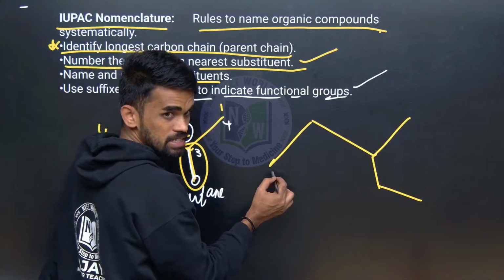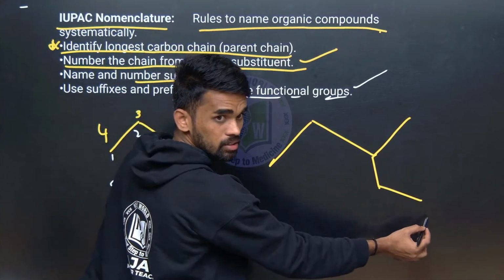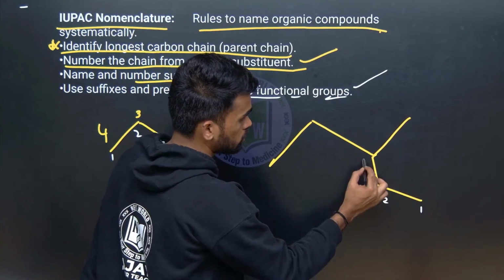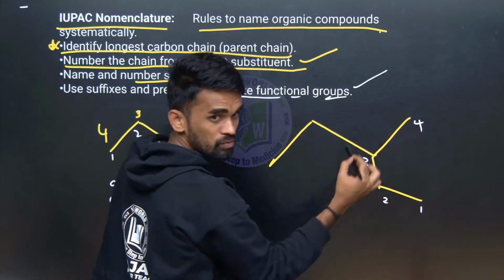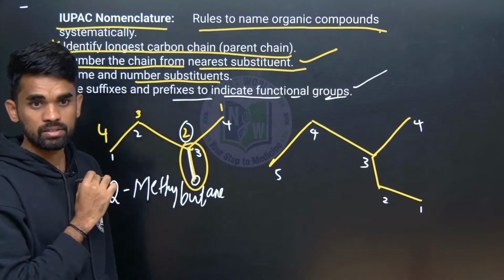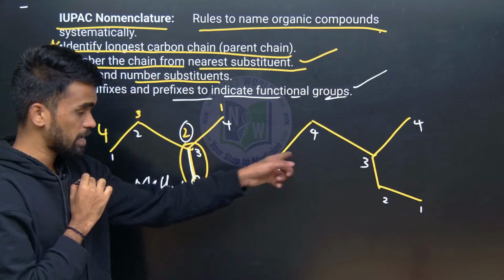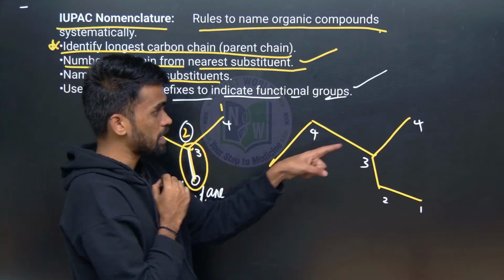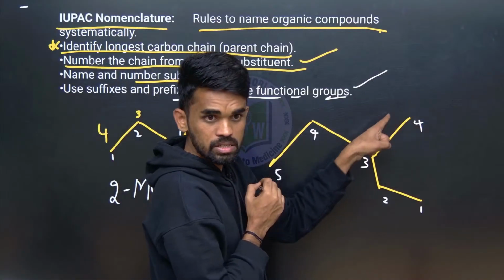From here if I consider, 1, 2, 3, if I go this side it will become 4 only. If I come this side, 4, 5. So which is the bigger chain? 5. So this side is bigger, 5. So I can consider this carbon as a substituent.